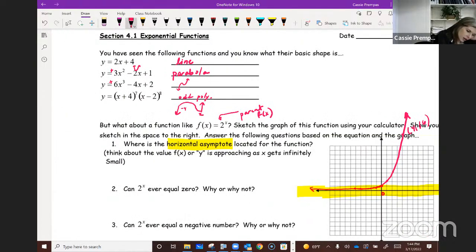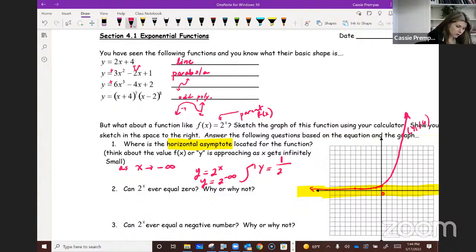So as x approaches negative infinity, if you think about y equals 2 to the x, y equals 2 to the negative infinity, oops, that's an 8. Negative infinity would simplify to y equals 1 over 2 to the infinity, which is approaching 0. So our horizontal asymptote is at y equals 0. Voila, first nugget to know for today.